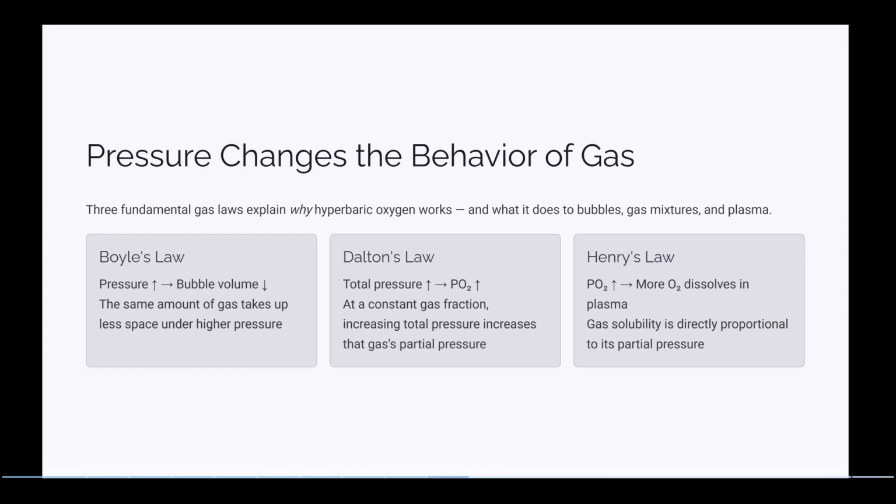Henry's law states that the higher the oxygen partial pressure climbs, the more oxygen is physically dissolved into plasma, that liquid part of the blood, separate from what's carried on the hemoglobin. So 3 laws, one chamber, one increase in pressure, and each one changes something different about what's actually happening inside the patient. Keep all 3 in mind because we're going to look at that a little bit closer.